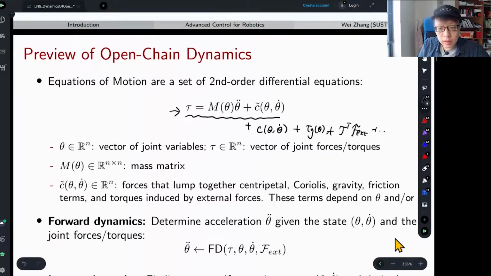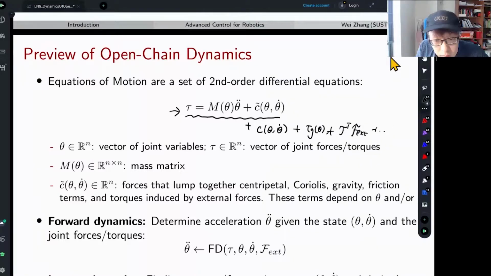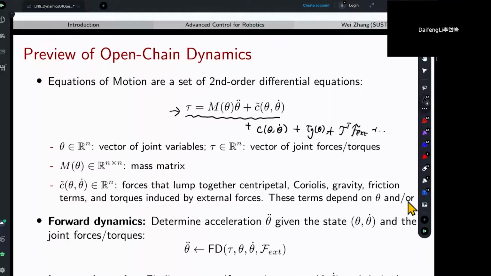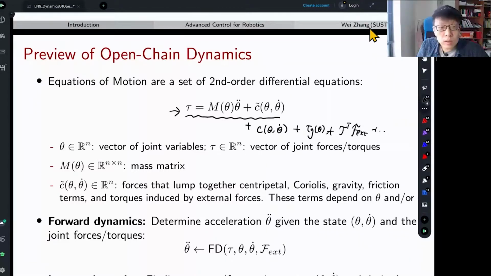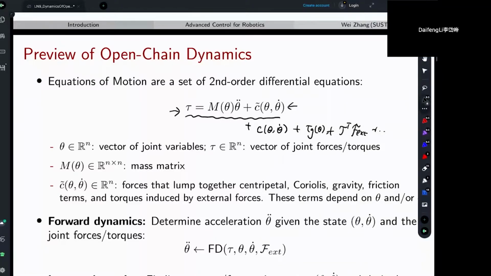Yinghan, can you speak? I saw your name. Yinghan. Zhang 老师, my microphone is working now. Oh, okay. Definitely. Did you learn this in your undergraduate robotic class? Yes, but not very deep, just a little about this formula.